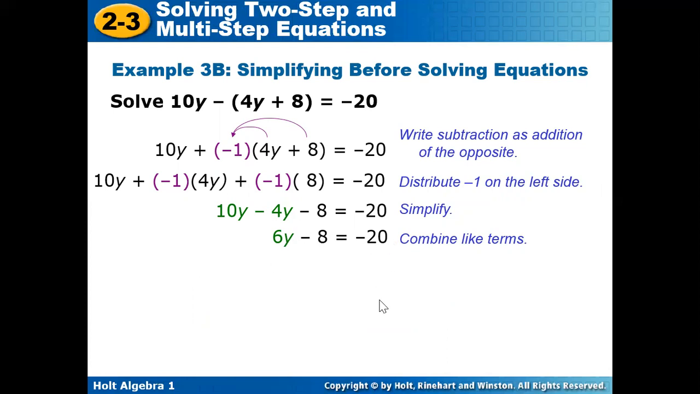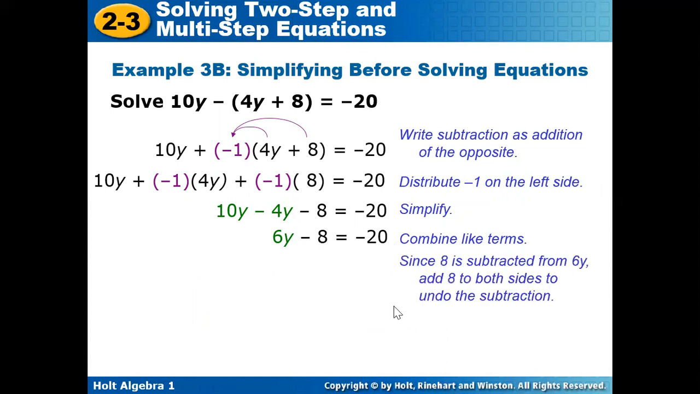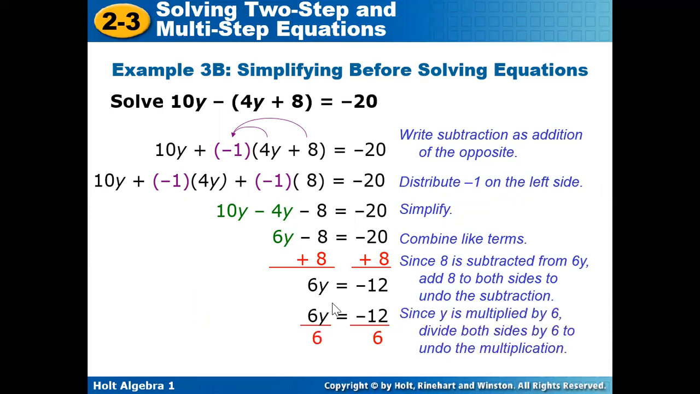6y minus 8 equals -20. We're subtracting 8, so we're going to add 8 to both sides. -20 plus 8 gives us -12 equals 6 times y. We divide both sides by 6 because it's opposite operations. Gives us our answer of y is equal to -2.